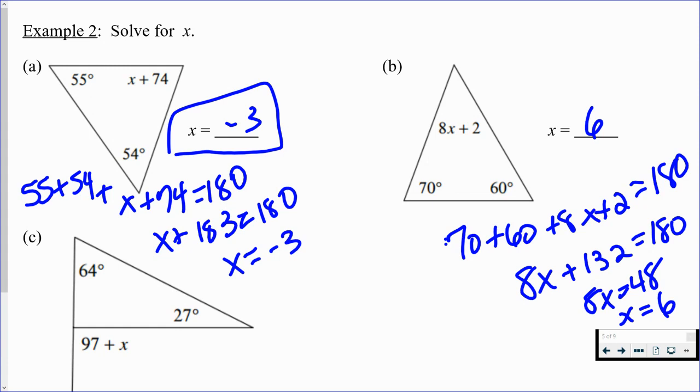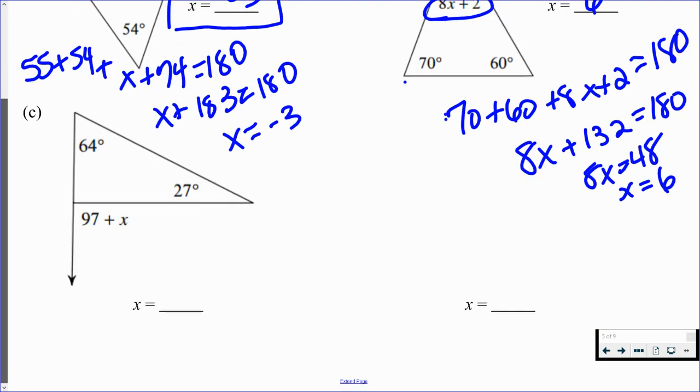Okay, you can also always plug back in your answer and make sure it makes sense. Take a look at our angle. Our angle is 8x plus 2. So 8 times 6 is 48 plus 2 is 50. If we add all three angles up, the total would be 180. 70 plus 60 plus 50 is 180. So you can always plug it back in and make sure it works.